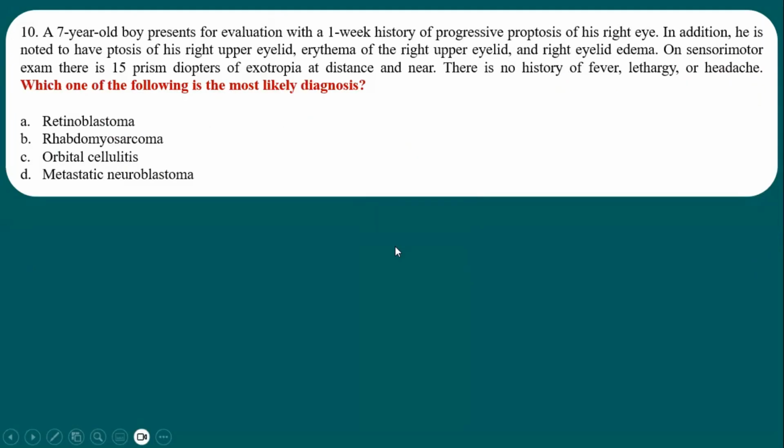A 7-year-old boy presents for evaluation with a 1-week history of progressive ptosis of his right eye. In addition, he is noted to have erythema of the right upper eyelid and right eyelid edema. On sensorimotor exam, there is 15 prism diopters of exotropia at distance and near. There is no history of fever, lethargy, or headache. Which one of the following is the most likely diagnosis? Retinoblastoma, rhabdomyosarcoma, orbital cellulitis, or metastatic neuroblastoma?